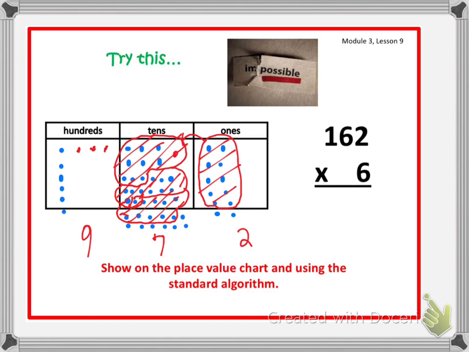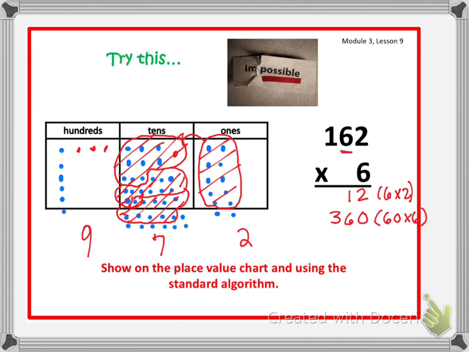We have 2 times 6. 2 times 6 is 12. That is 2 ones times 6 ones. So the next one is 60 times 6. And 60 times 6 is 360.